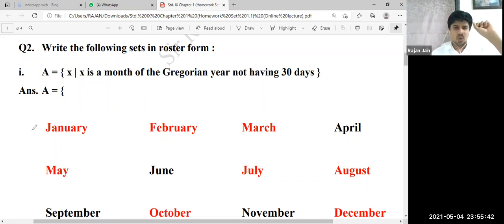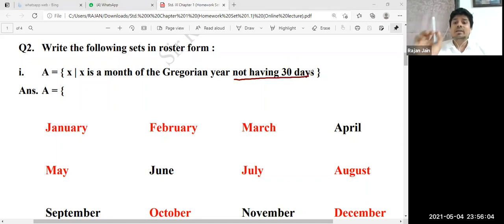Now there are two types of years on which a question can come. One is the Indian solar year, where the months like Chaitra, Vaishak, Ashad, Bhadra, Shravan will come. And if Gregorian year is mentioned, it will be January, February, March, April, May, June up till December. Clear? Now what is the condition given in the question? The month not having 30 days.